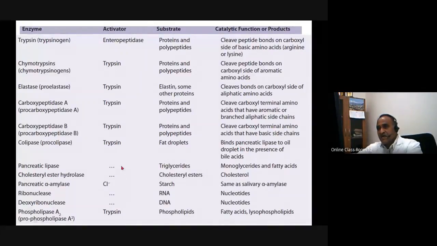The pancreatic lipase, there are no activators there, maybe because the bile will be helping. It acts on the triglycerides and converts them into monoglycerides and fatty acids. Cholesterol ester hydrolase acts on the cholesterol esters to make the cholesterol. Pancreatic amylase is activated by the chloride ions and acts on the starch, converting it to disaccharides or monosaccharides. Ribonuclease gives RNA nucleotides, and deoxyribonuclease gives DNA nucleotides. Phospholipase A2 is activated by trypsin and gives fatty acids and lysophospholipids. So this is in general about the overall actions of the various enzymes of the pancreas.